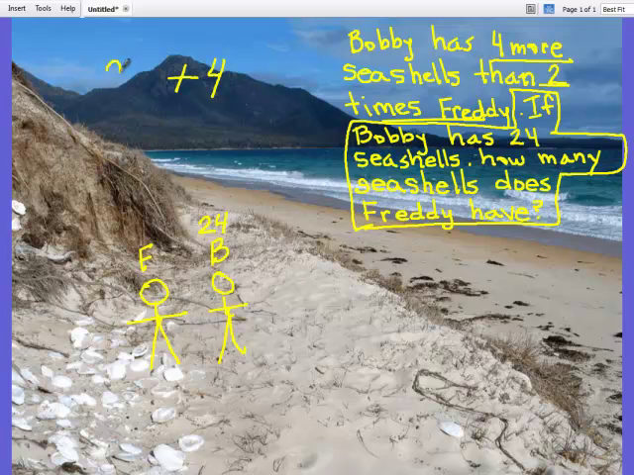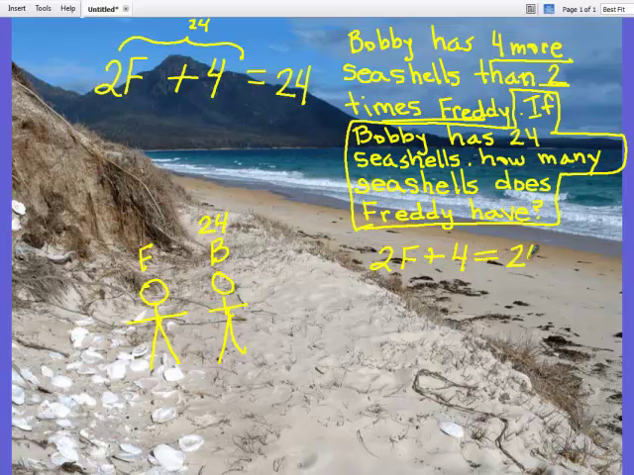So we'll put 2 times, and then we'll use the variable f to represent the number of seashells that Freddie has. So we have 2f plus 4, and this is all going to equal what Bobby has. And we know it's going to be 24. And that's what Bobby has. So we have our equation, 2f plus 4 equals 24. So let's go ahead and write that down below here. 2f plus 4 equals 24.